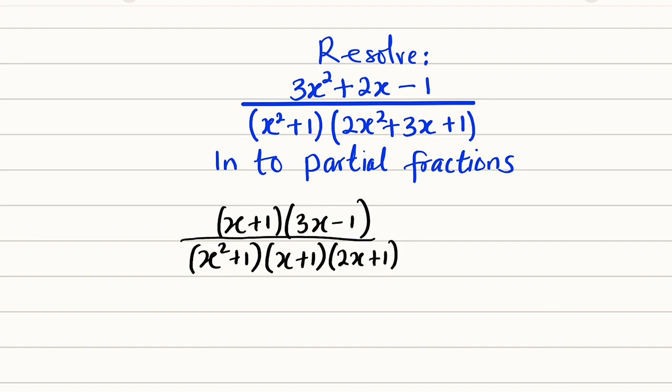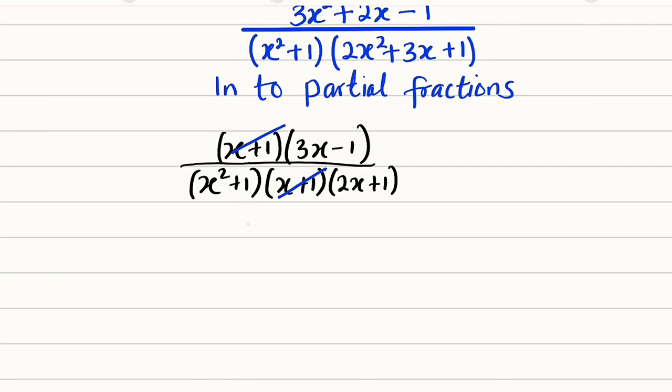All right, look at our numerator. We have x plus 1, and in the denominator we also have x plus 1, so they cancel out. What we have left is 3x minus 1 divided by x squared plus 1 multiplied by 2x plus 1. Now this is what we have to split into partial fractions.